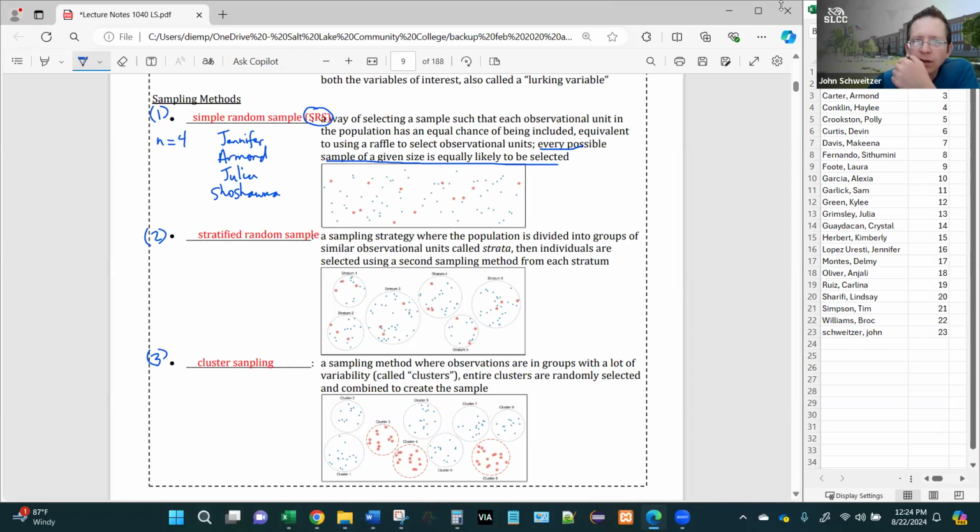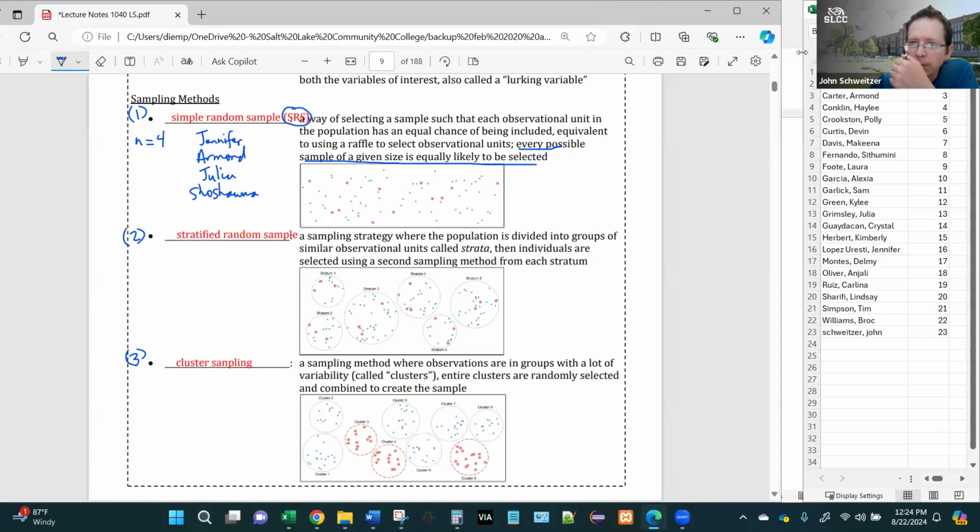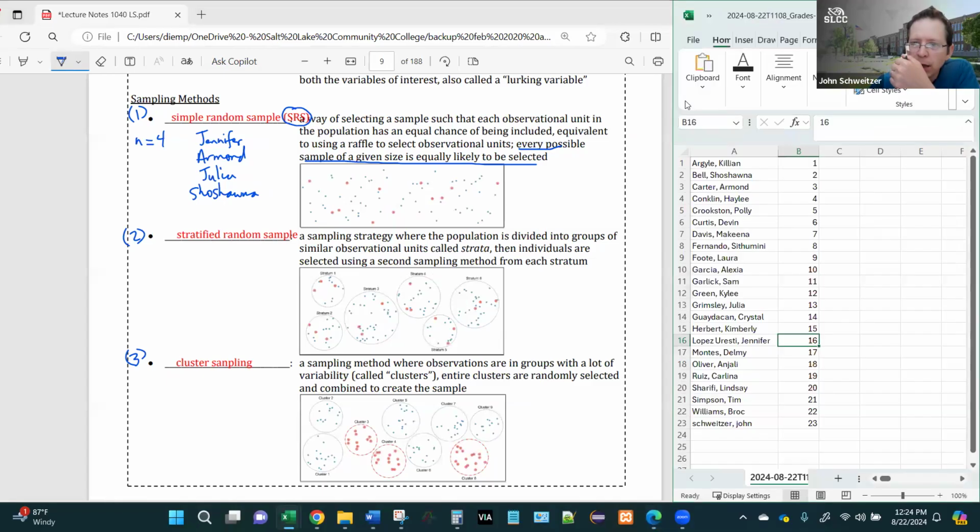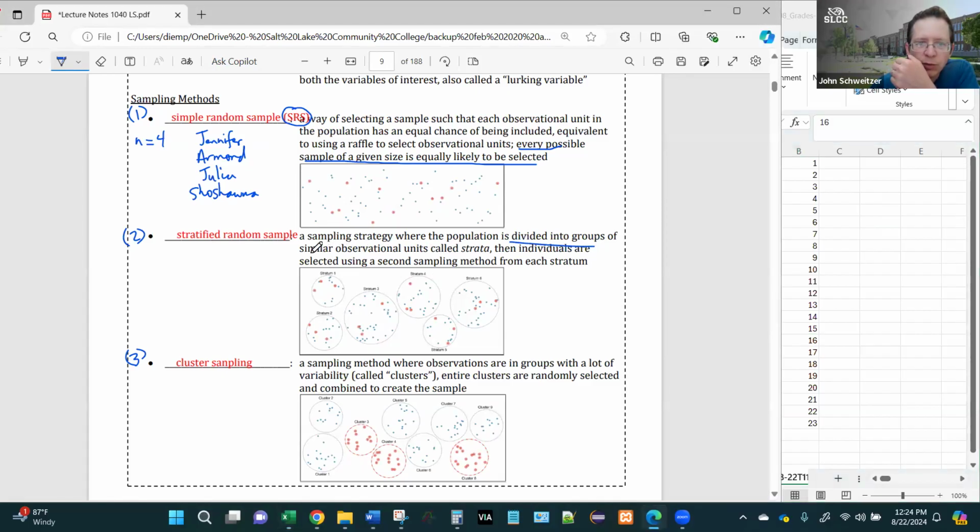Okay, so that's a very common method. It's a very good method typically, but there's other methods. The next one is called the stratified random sample. So what's that? It's a sampling strategy where the population is divided into groups of similar observational units. These groups are called strata, and each one is a stratum. Then individuals are selected using a second sampling method from each stratum.